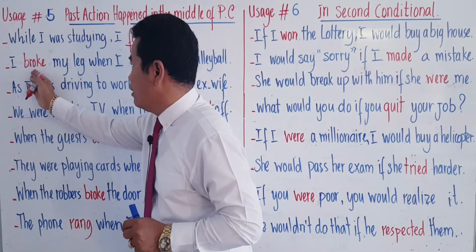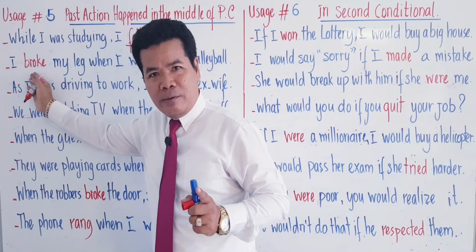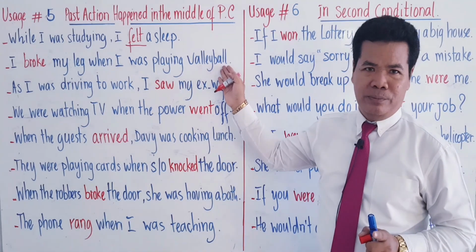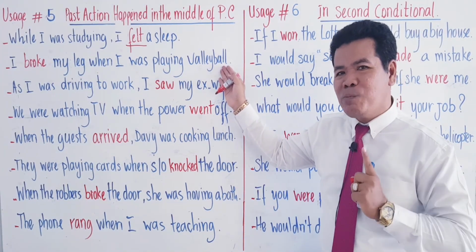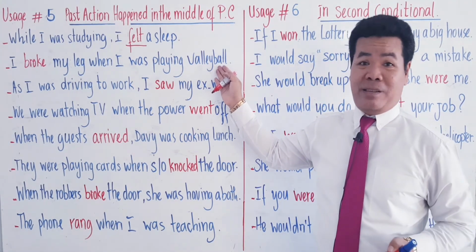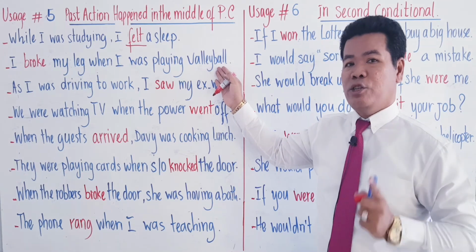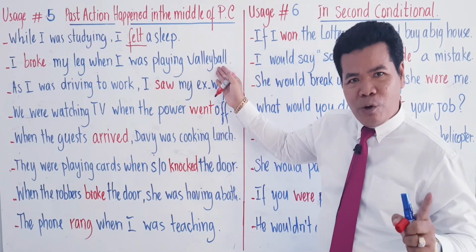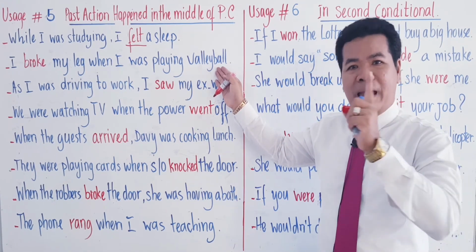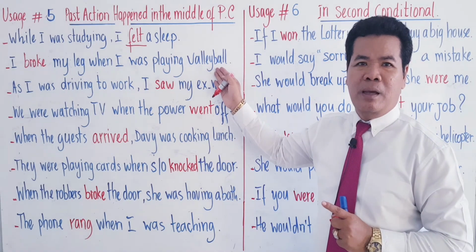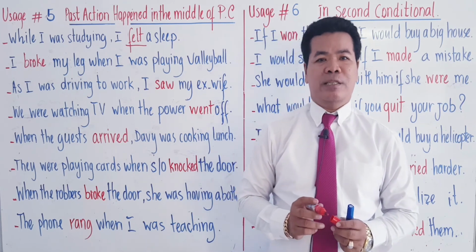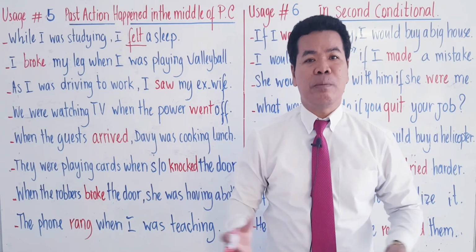I broke, from the infinitive to break. Right? I broke my leg when I was playing volleyball. The action I was playing volleyball is in the past, and the action I broke my leg is also in the past. As I have already told you, both past simple and past continuous already finished in the past, happened and finished in the past. But past simple happened in the middle of past continuous, like an interruption.